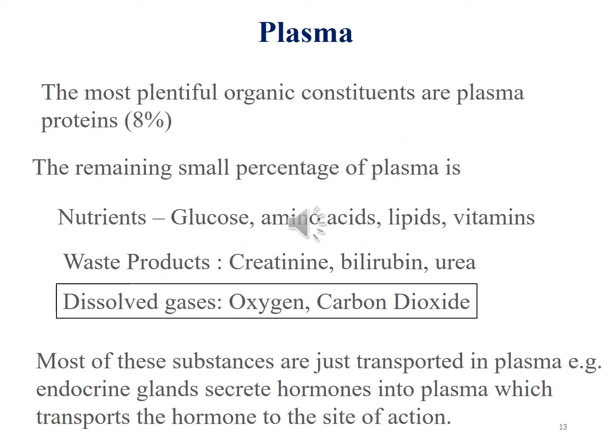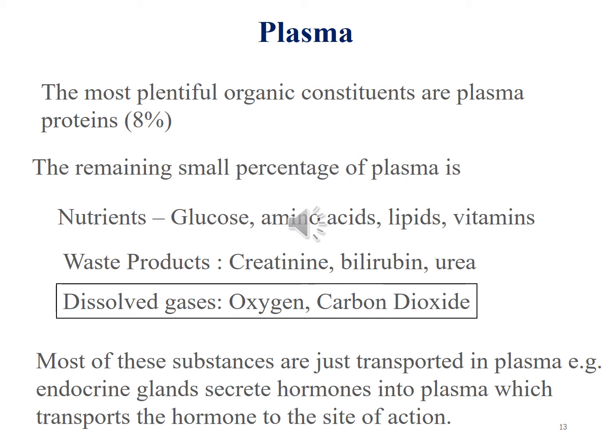So the most abundant organic molecules in the plasma are the plasma proteins. We have discussed them very briefly just now. You have albumin, globulin, and fibrinogen, while the remaining components are nutrients transported around the body from your big and small intestine, such as glucose, amino acids, fat molecules, and vitamins.